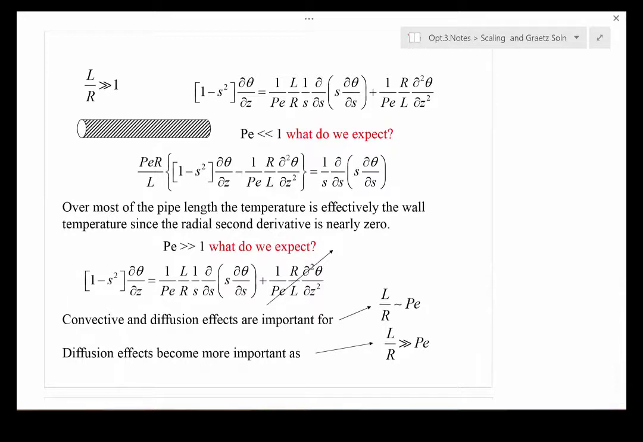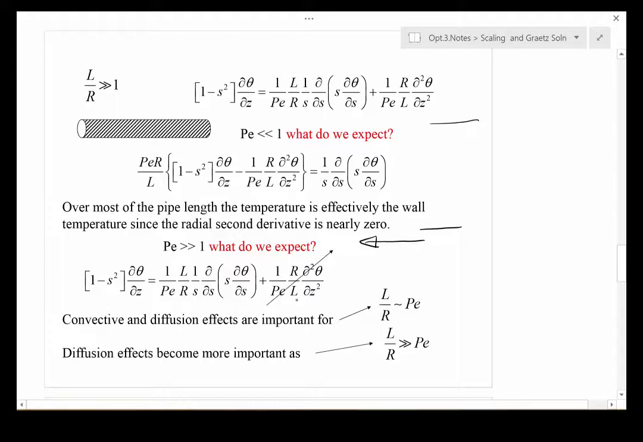More typical of the types of problems that we're going to deal with are problems where L over R is large and the Peclet number is large. So it's actually this case here. The Peclet number small case is sort of a weird case, and it says that over most of the length the temperature is near the wall temperature except at a point where the radial second derivative is almost 0. So that's a less important and interesting case than what we normally work with. The case that we normally deal with is L over R large, Peclet number large.